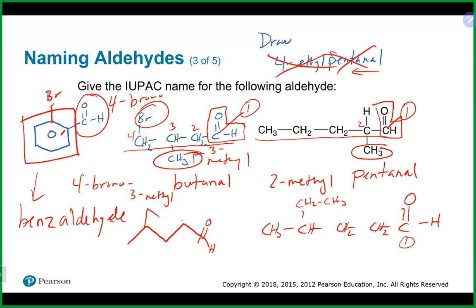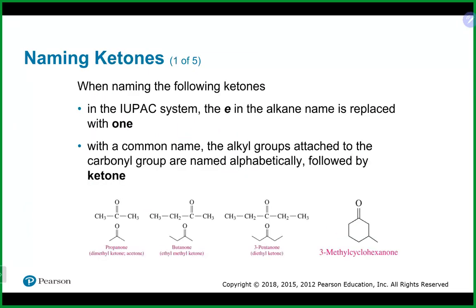Okay. So at this point, we're going to talk about ketones, in terms of how to name ketones. When we name ketones, we sort of replace the E on the alkane name with ONE. So just like ketone, ONE, that is how you end up naming these guys.